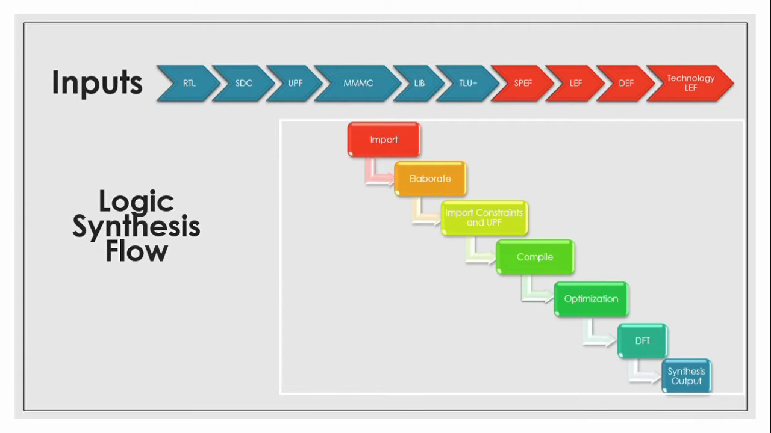Then we go for optimization, and after that we insert DFT. DFT means we insert the scan chains. Those are required to check if there can be any faults during manufacturing. There are certain testing processes to check that. And then finally we get the synthesis output, that is the netlist, and along with that we get certain other outputs also. We'll discuss each of these stages separately.